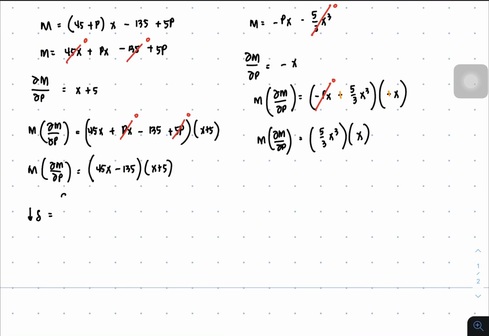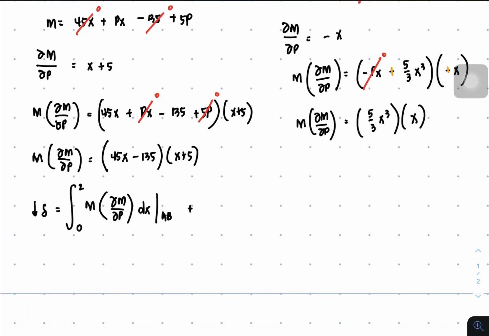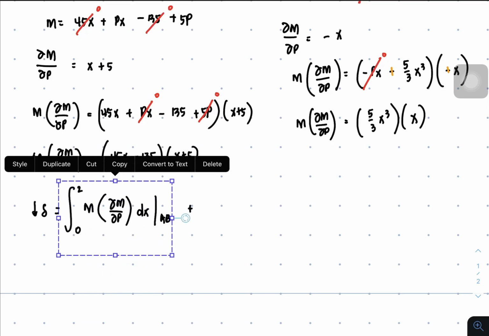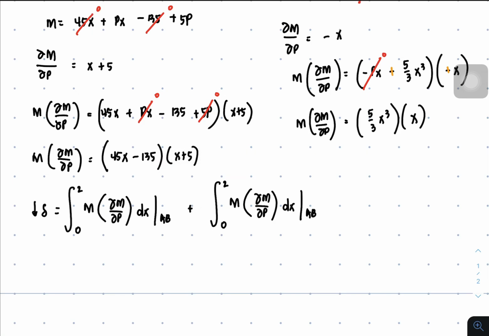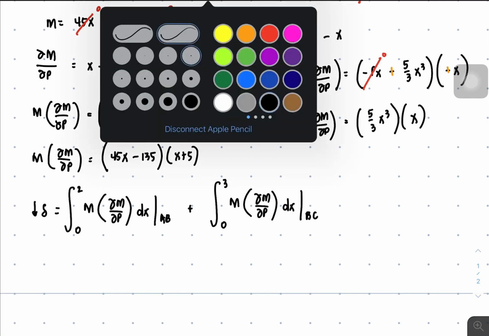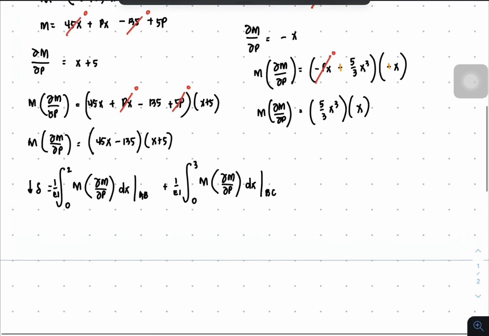So for the deflection at the free end, which is our assumption to be downward, it's going to be the integral of the product of the two terms dx from a to b. The limit is from 0 to the length, 2 meters. And then plus, let's copy this, paste it here. So it's from B to C, and instead of 0 to 2, the limit is from 0 to 3. And of course, do not forget that it is 1 over EI for both terms.